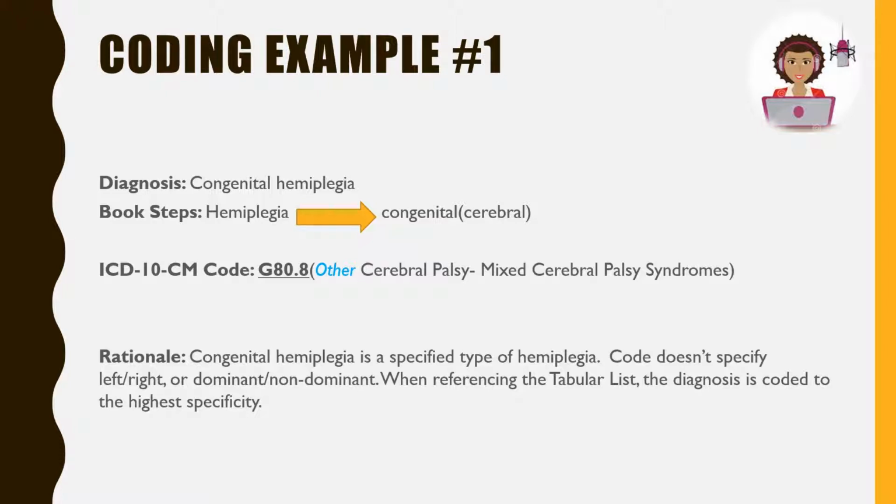Our rationale for this is, again, congenital hemiplegia is a specified type of hemiplegia. Our code doesn't specify whether it is left or right, or whether it's dominant versus non-dominant. So when we refer to the tabular list, the diagnosis is already coded to the highest specificity. Therefore, ICD-10 code G80.8 is the correct code.